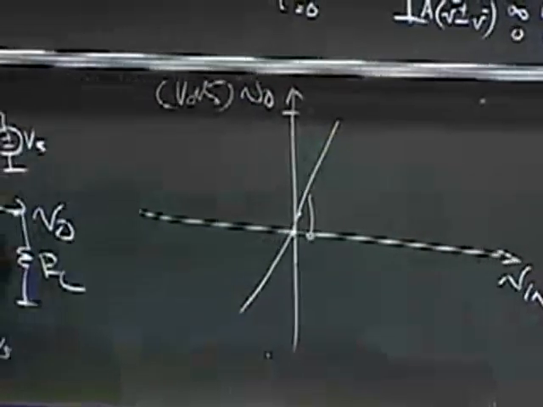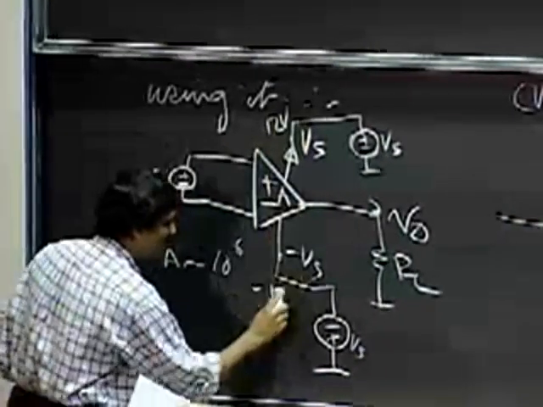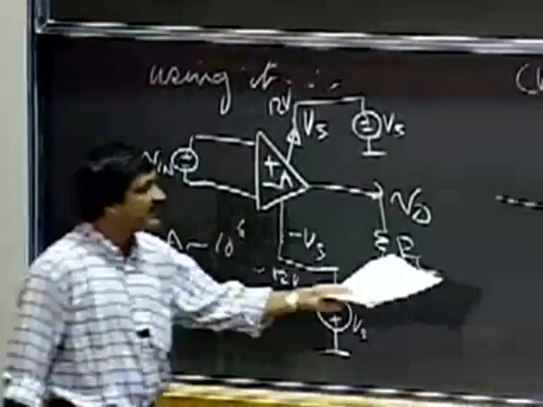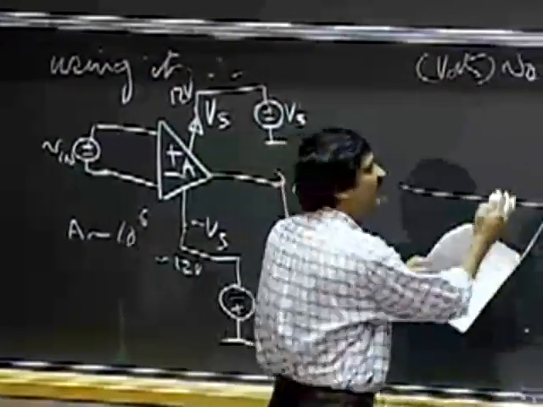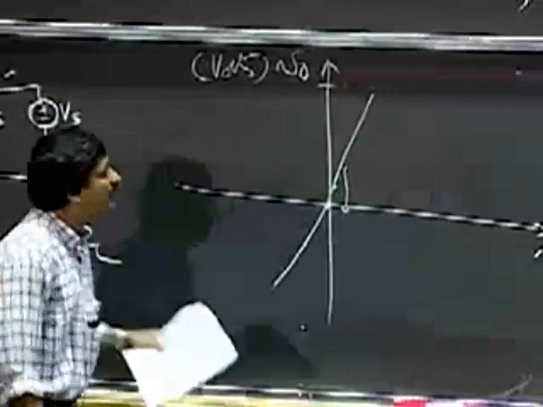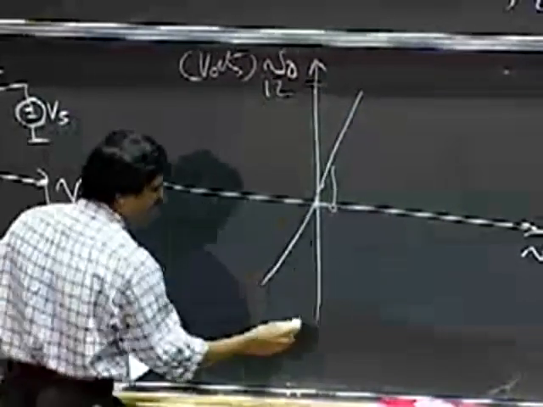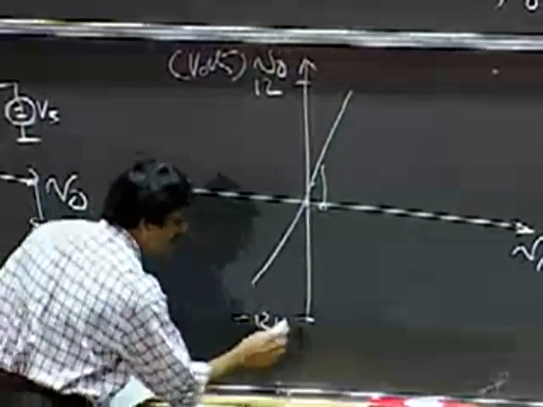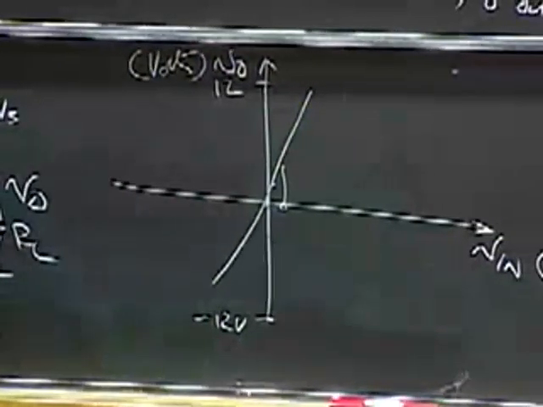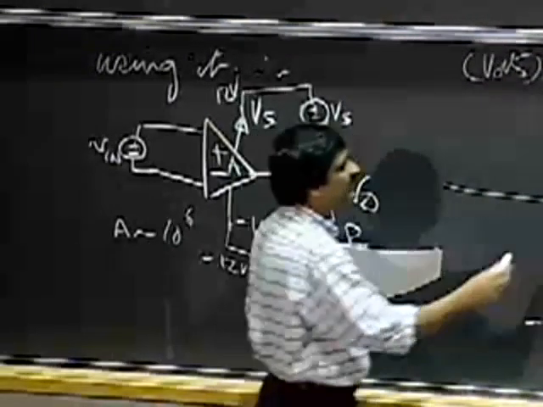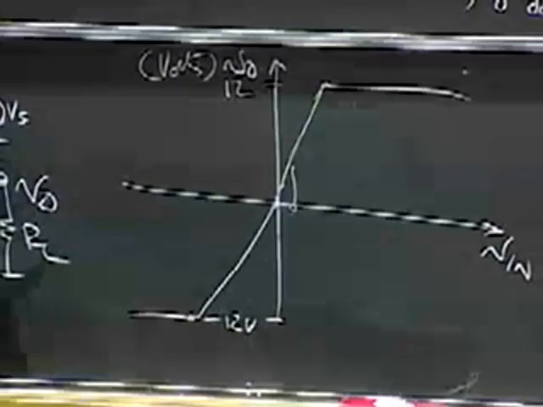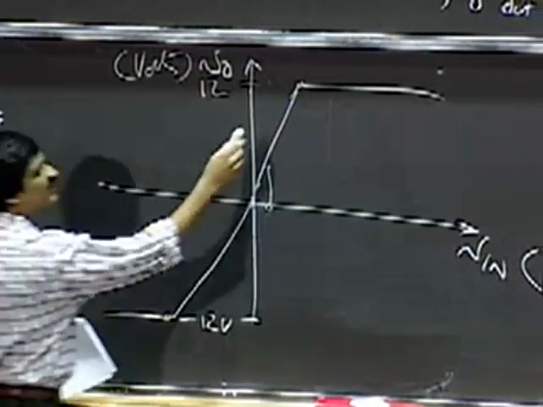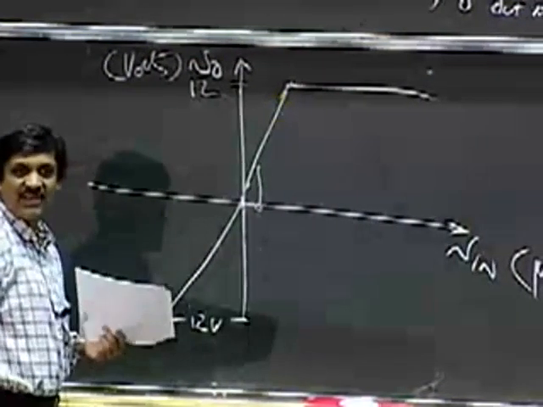And let's say my supply voltages are 12 volts and minus 12 volts. If this was an ideal amplifier and I didn't have to worry about the supply, this would just go on extending forever. But I have a plus 12 volt supply and a minus 12 volt supply, so my output cannot go past those limits, and so therefore my output kind of flattens out at these 2 points, and it's called hitting the rails.